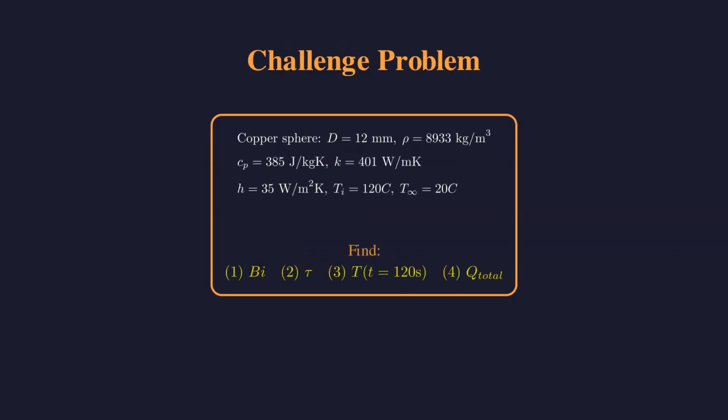Challenge: a copper sphere 12 mm in diameter is placed in a flow with h equals 35. Find the Biot number, time constant, temperature at 120 seconds, and total heat transferred. Try it.